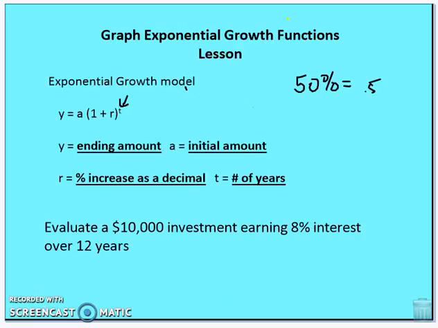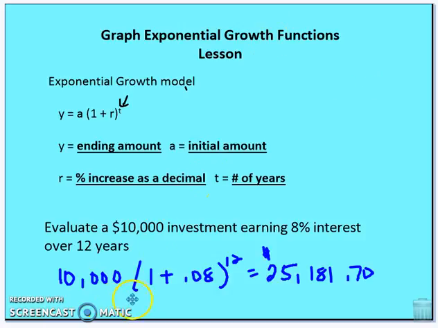All right, so exponential growth model, we've gone through this before. Basic growth model is y is equal to a times 1 plus r to the t, where y is the ending amount, a is the initial amount, r is the percent increase as a decimal, and t is typically a number of years, but it can be any time value. So I want you to use this function to evaluate a $10,000 investment earning 8% interest over 12 years. I'm going to pause here for a moment, then we'll go through the answer.